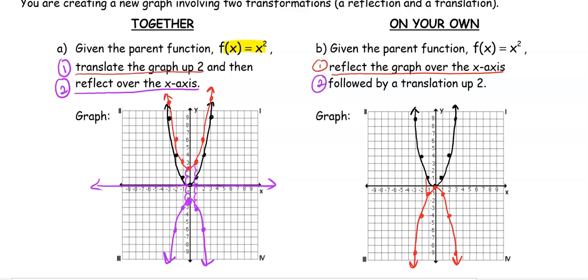I'm going to now translate that up 2. So I'm at the red graph, I go up 1, 2, 1, 2, 1, 2, 1, 2, 1, 2, 1, 2, 1, 2. All right, so we did the exact same transformations, but in different order. And what's important to note here is that the order is going to matter.